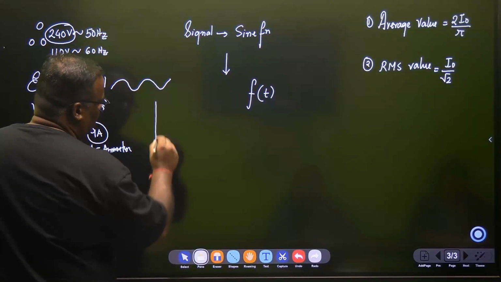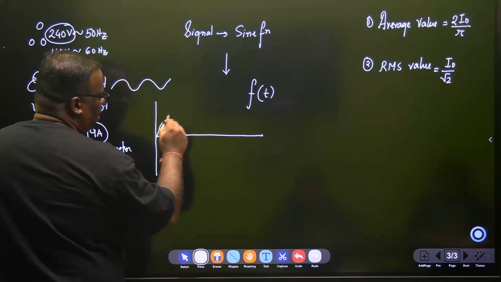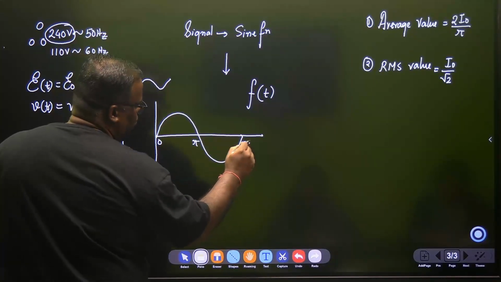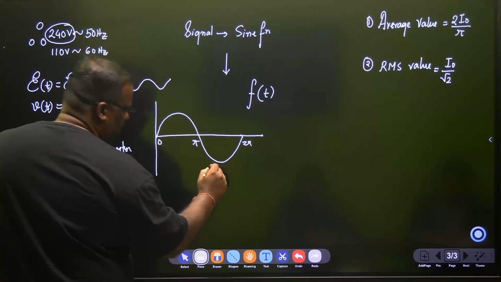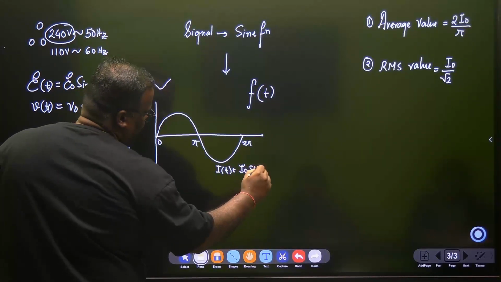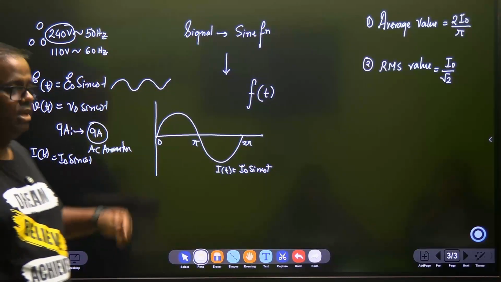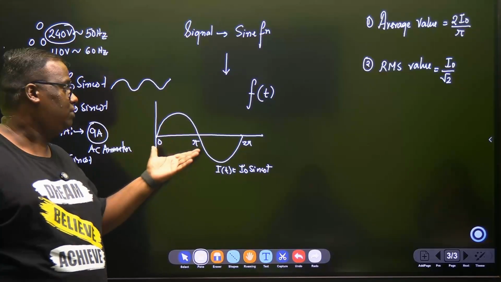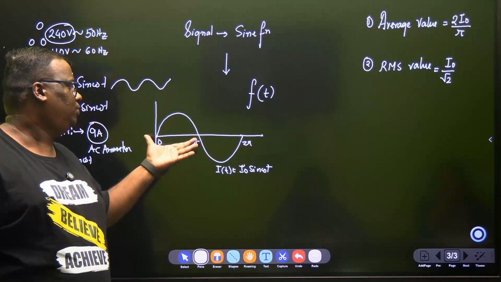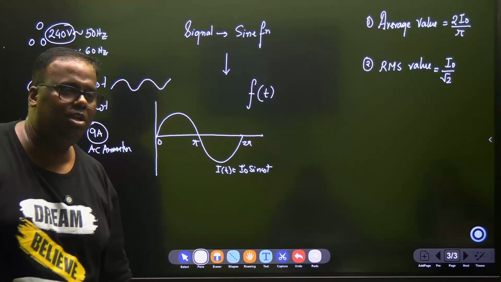So let's again look at our, whatever it is, current or voltage. We'll go by current. So our current function is going in this manner. This is 0, this is pi, and this is 2 pi, right? This signal is I at t equal to I naught sine omega t. And I tell you, over one cycle, can you tell me what is the average value of this function? You will say, what a question are you asking? For half of this time span it is positive, and for half it is negative. So the average value should be 0.